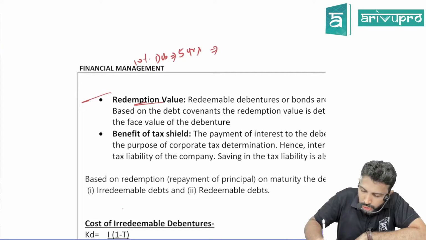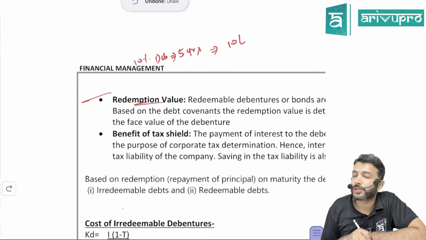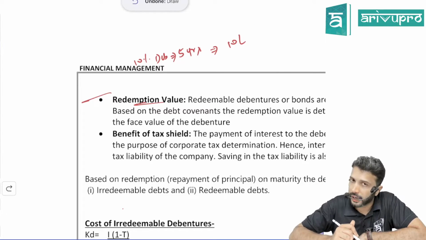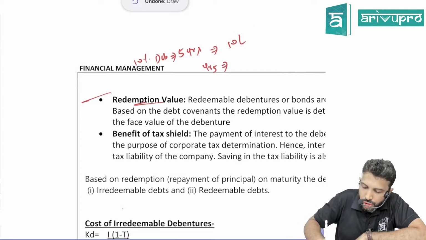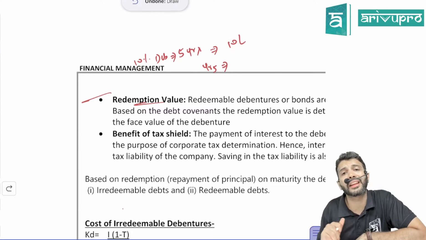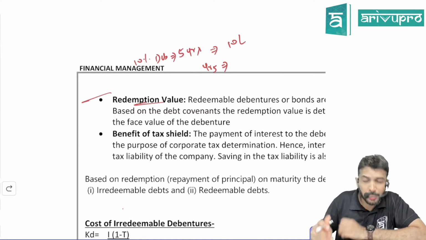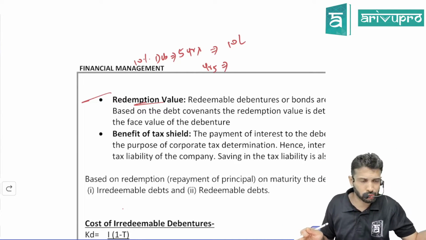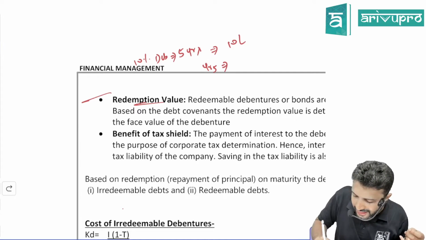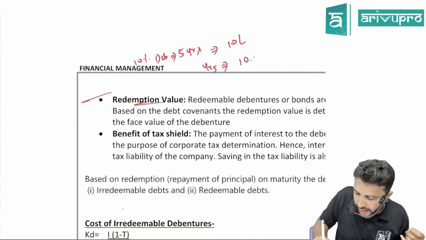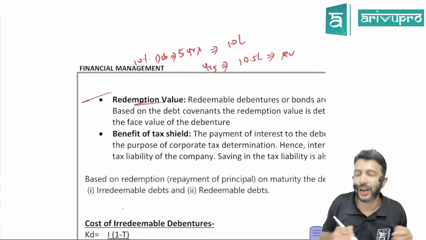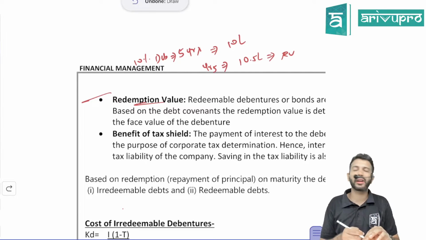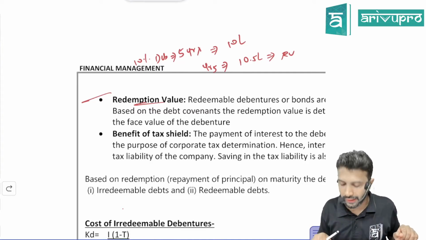Suppose you have issued debentures initially for 10 lakh rupees. In year 1, you issued debentures worth 10 lakh rupees. At the end of year 5, should you still pay 10 lakh, or may you pay more also? You may pay more, you may pay 10 lakh, or you may pay a little less. Let's say you paid 10.5 lakh. That 10.5 lakh is what we call redemption.